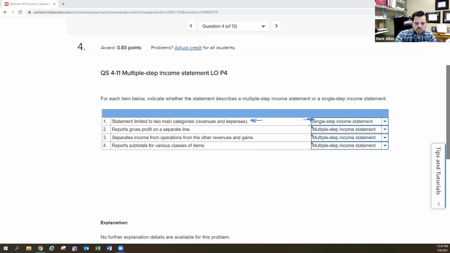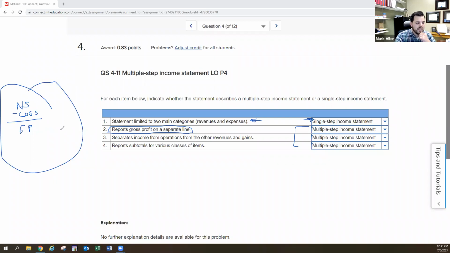So these next three items are all descriptions that pertain to the multi-step income statement. This one reports gross profit on a separate line. This is where we saw earlier that net sales minus cost of goods sold gives us gross profit. We said that would be very important, and it is. That's actually a computation that we'll be seeing on our income statement in just a minute. We will then see that we have income from operations, the thing that we primarily do, separate from other revenues, things like interest and then gains.